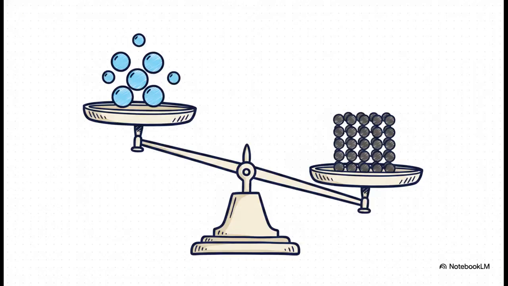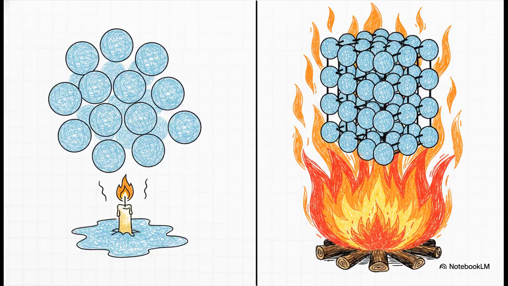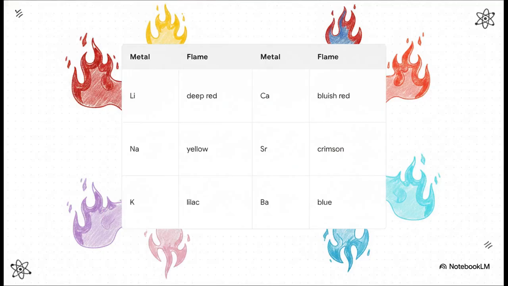Physically, Group 2 elements pack way tighter together. They're much denser than the surprisingly light Group 1 metals. That tighter molecular packing also means Group 2 commands significantly higher melting and boiling points overall. But their coolest visual trait? The insanely vibrant flame colors they produce, from deep red to bright yellow.